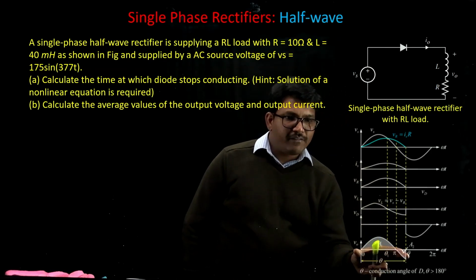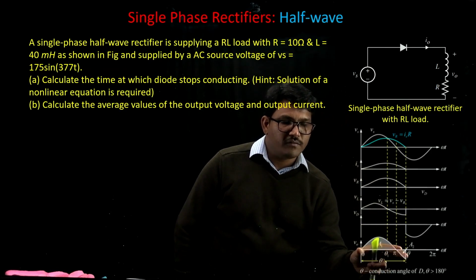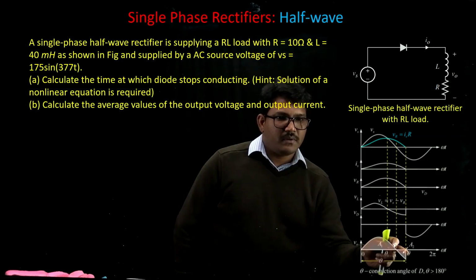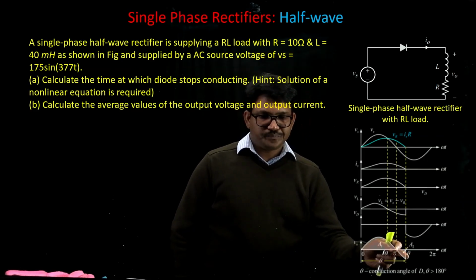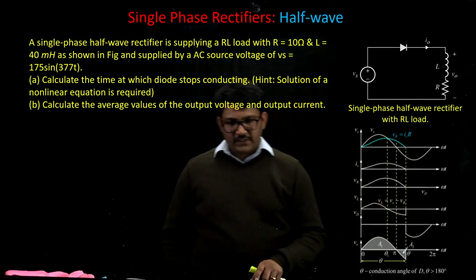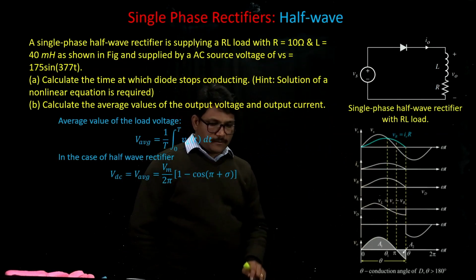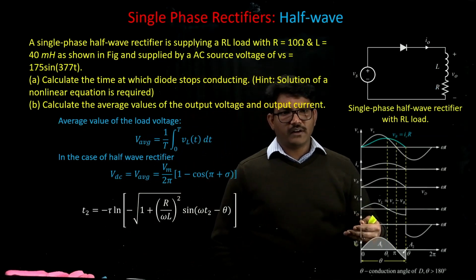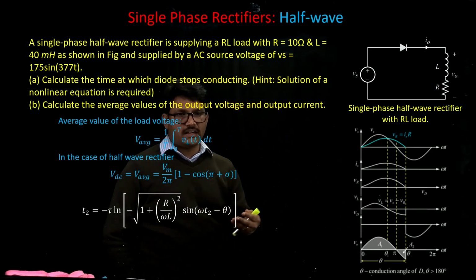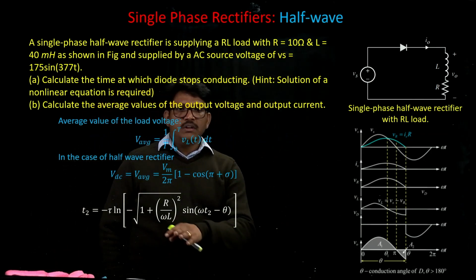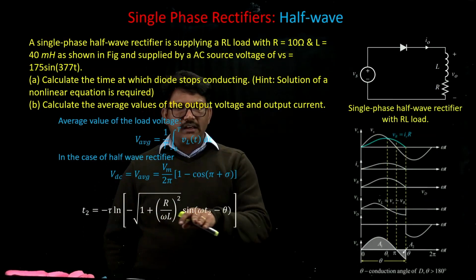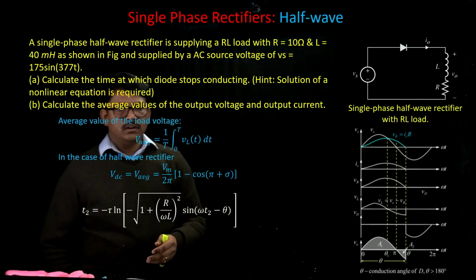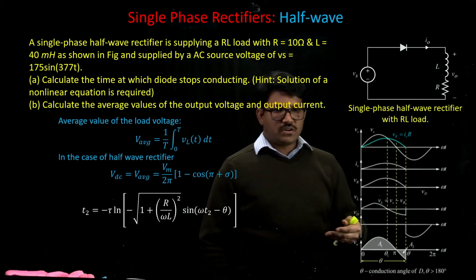Now, if you want to know the average value of that output voltage, it is very important for us to know the time at which the diode stops conducting, because this time is the end time of our average calculations. The way we derived these expressions, finding the time at which the diode stops conducting is similar to finding the time at which the diode starts conducting in the case of an RC load. So the time at which the diode stops conducting is solved by this equation. If you are able to solve this nonlinear equation, you will get the time at which the diode stops conducting.